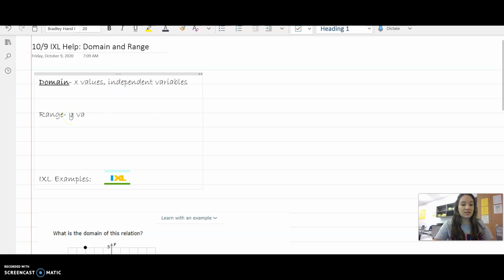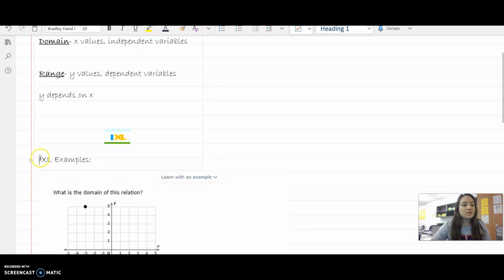The range, on the other hand, is the opposite. It's the Y values and the dependent variables. All right, so range, Y values on a graph, that's the up and down ones, and they're the dependent variables. Y depends on X. So I'll just write that down. Y depends on X.